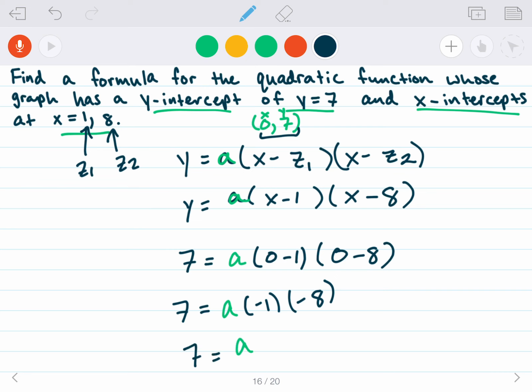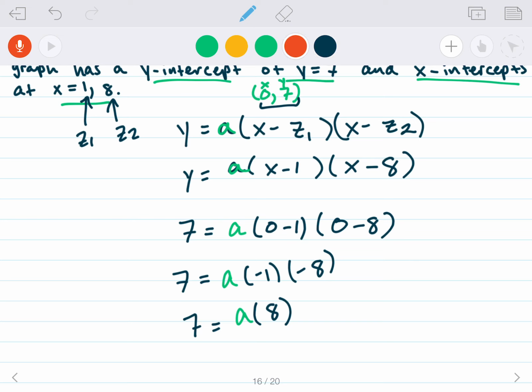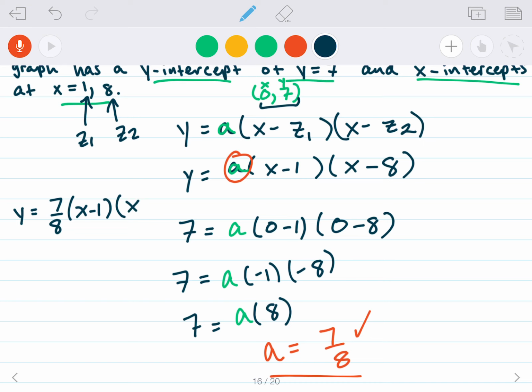Divide both sides by 8 to get a is equal to 7 over 8. Everything we need, now we have a, and so I'll sub that in there to get my final answer of 7 over 8 times x minus 1 times x minus 8.